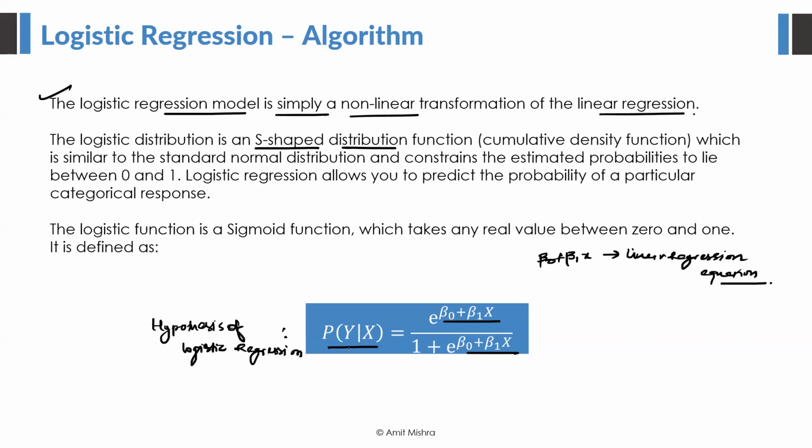Why S-shaped? Because when you start plotting the probability of y of success for the given value of x, it will give you an S-shaped curve. I'll show you how it looks as we proceed further, but that is why it is mentioned that the logistic distribution of these probabilities for the different values of x is represented here as an S-shaped curve, which is similar to standard normal distribution constraints.